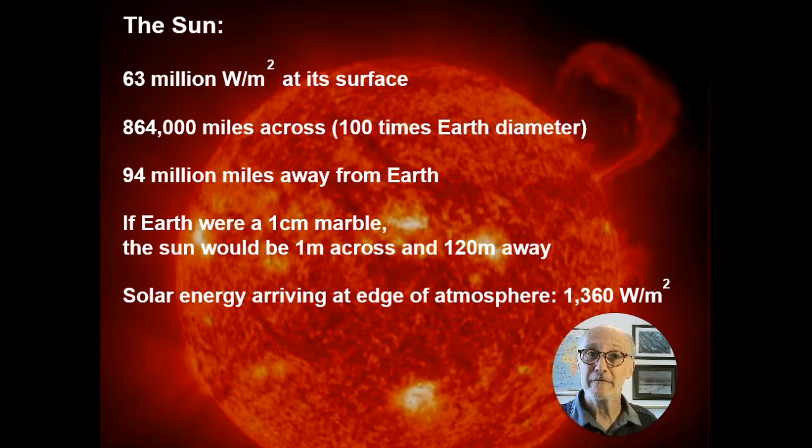The energy travels a long distance, spreading out from its central origin, and by the time a portion of that energy reaches the Earth, this is a key figure for you at the bottom of the screen there. The solar energy arriving at the outer edge of Earth's atmosphere is about 1.3 kilowatts, 1,360 watts per meter squared of that outer atmospheric surface. That's how much energy is arriving from the Sun onto the Earth.